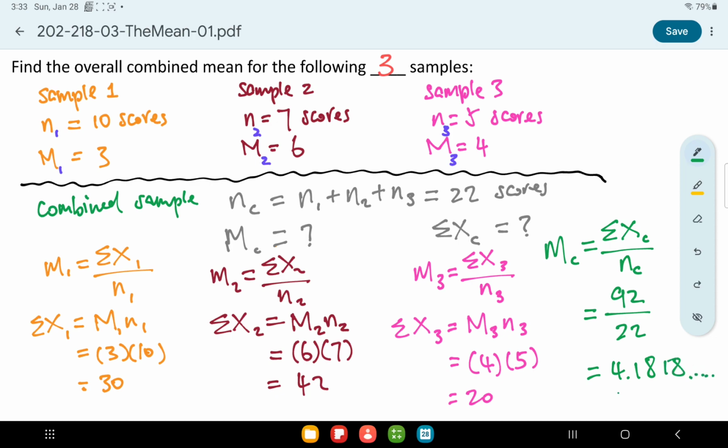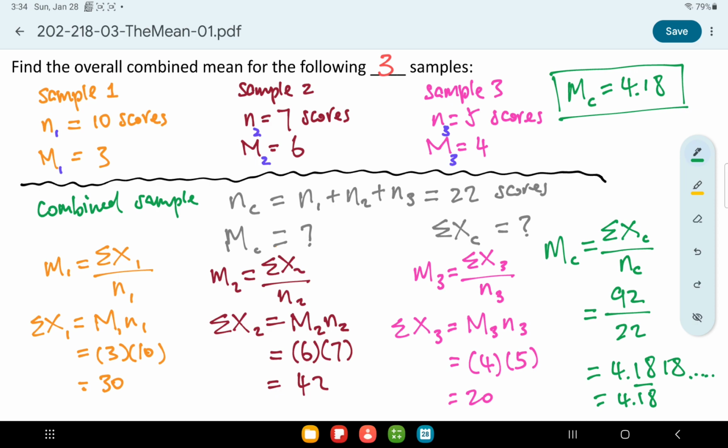4.1818181818, which we can indicate as 4.18 with a bar on top if you want to, but taking 2 decimal places, the mean for these samples is 4.18. There you go. Pretty straightforward, right?